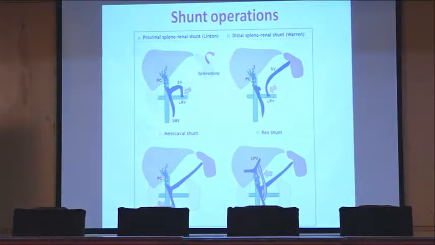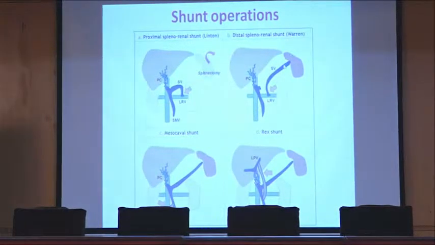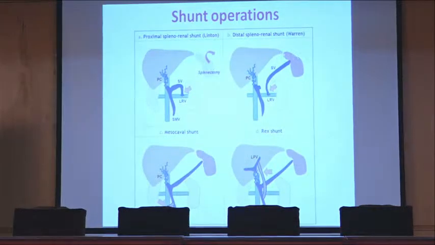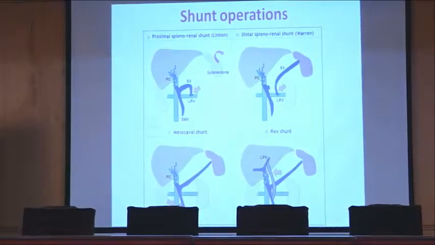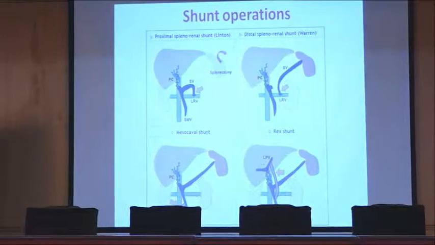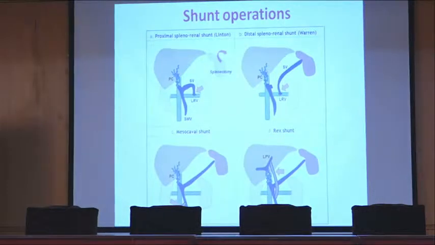Here the spleen is left in situ, it's not removed, so that the splenic vein decompresses the spleen and the splenic vein side of portal hypertension. Mesocaval shunt is largely not done nowadays because of poor results. Rex shunt is a more physiological shunt, but the only issue is anatomy in most of these patients. Say in 90% of these patients, the anatomy will not be favorable to perform a Rex shunt.